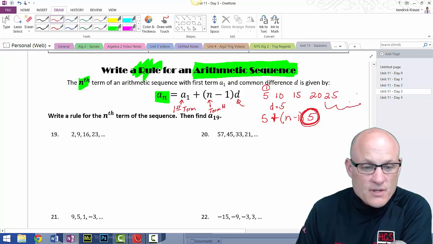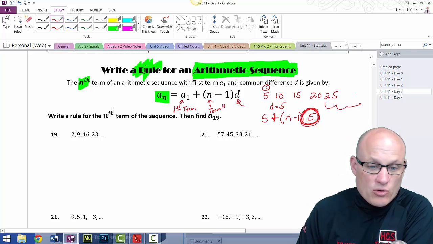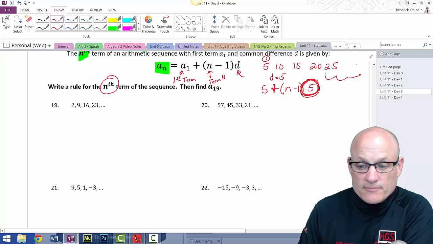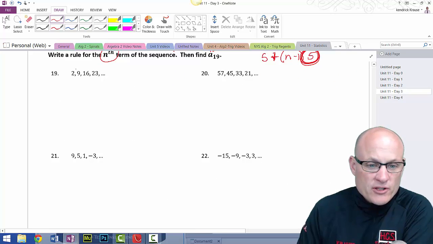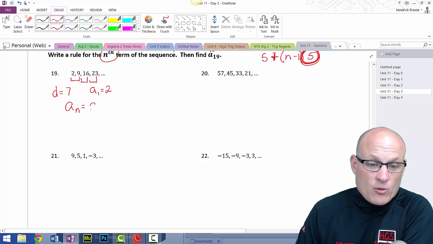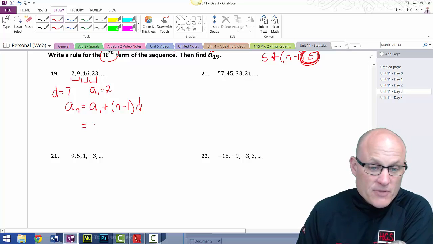So we want to find a rule for the nth term of these numbers right here. First things first, common difference, 7, 7, 7. So my D equals 7. Now I'm going to write my rule. I should also write down that a sub 1 is equal to 2. This is the work you need to show. We're going to do a sub 1 plus n minus 1 times D, generating the sequence one number after another. So we'll start with 2 and add on n minus 1 times 7.